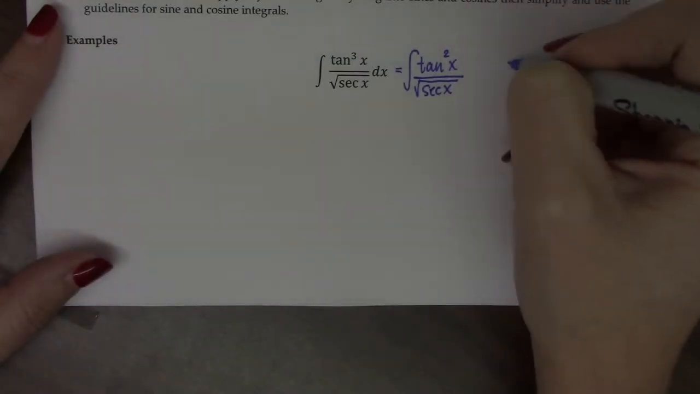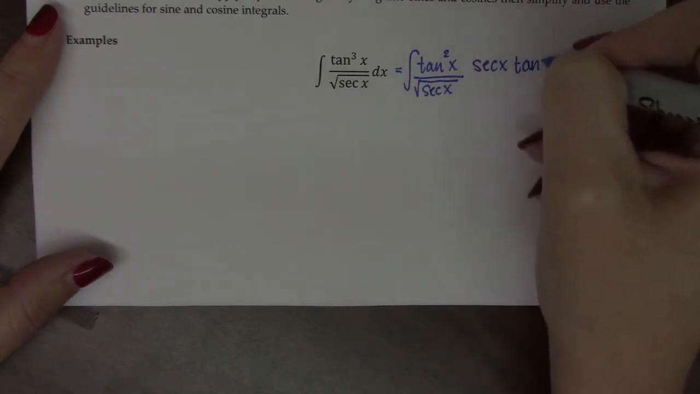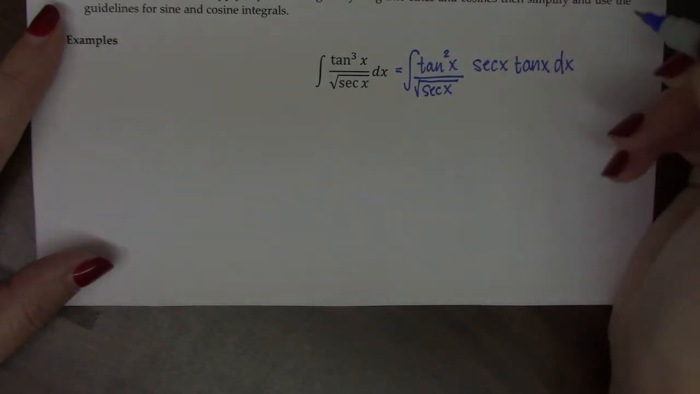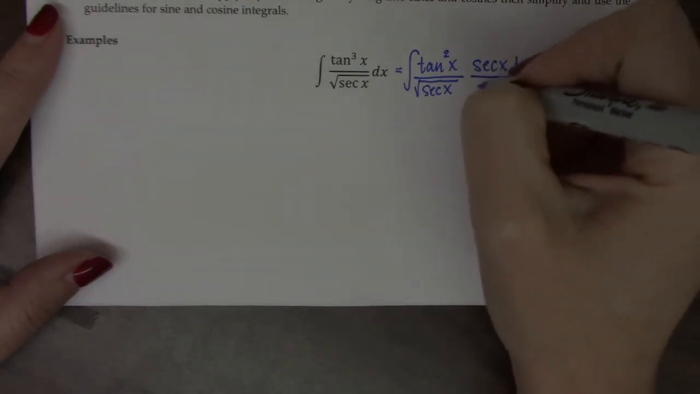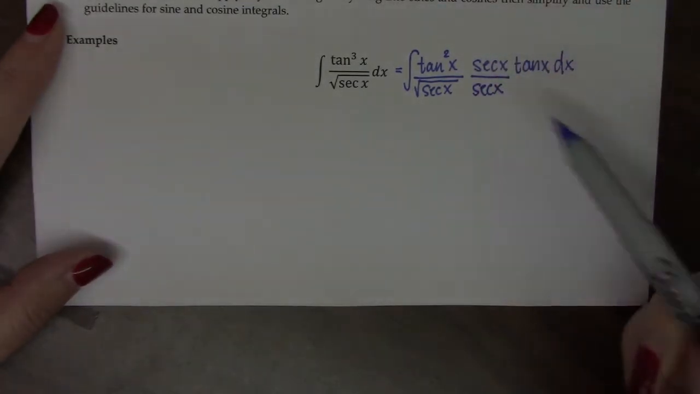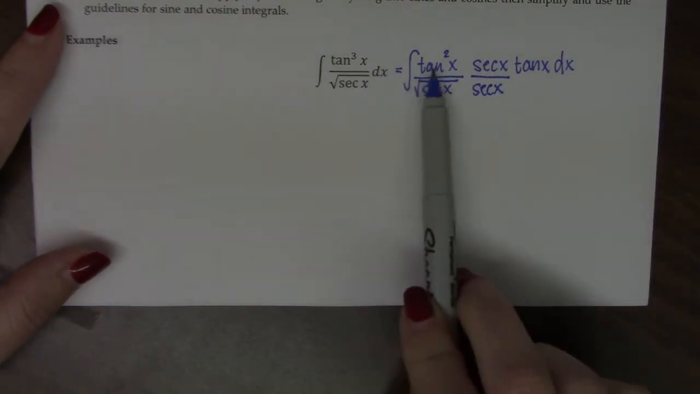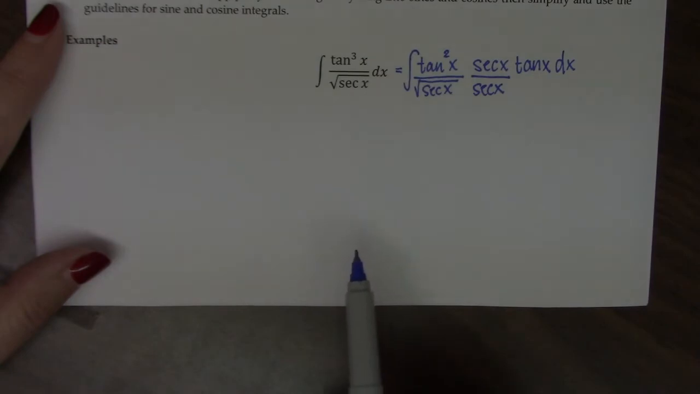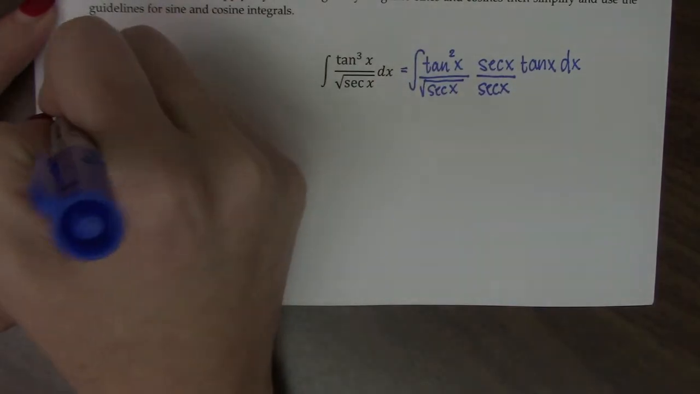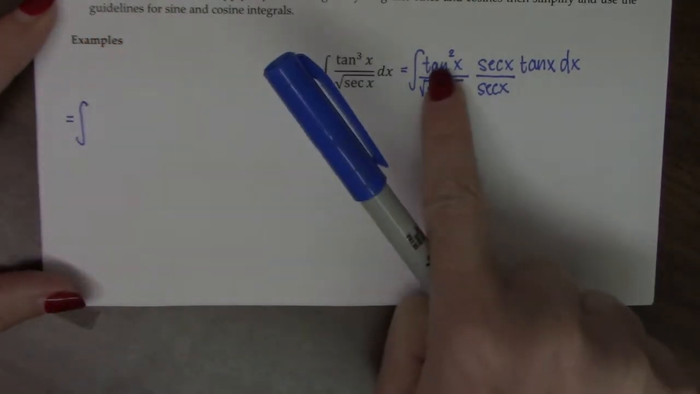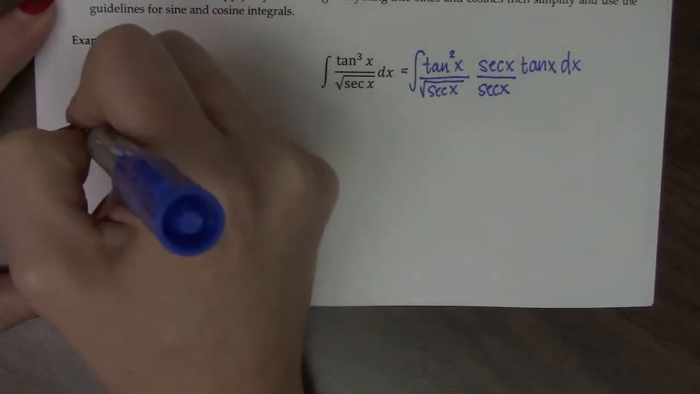Then what I want to do is, I pulled out one of my tangents, but what I really need is a secant tangent dx for my du. Well, I'm actually allowed to put the secant here as long as I also do it to the denominator. So I'm really going to multiply this integral by secant x over secant x. So now I have my du, and now I can convert these remaining tangents into secants, and we can simplify the integral. So my integral now, I'm going to take tangent squared, and I'm going to replace it with secant squared minus 1.